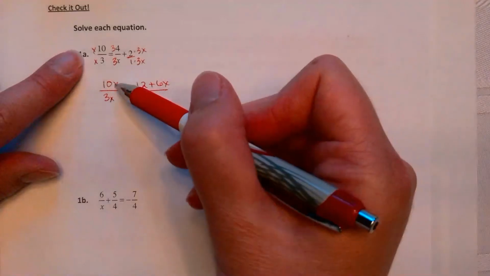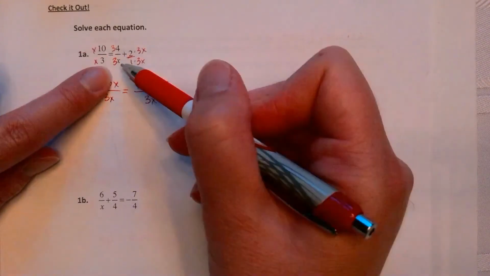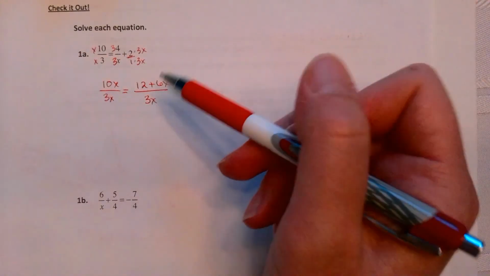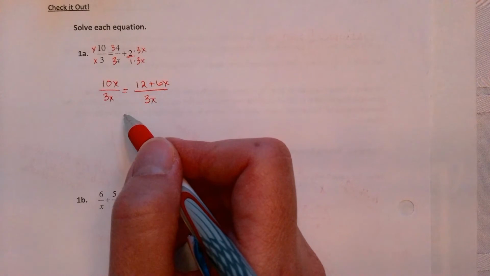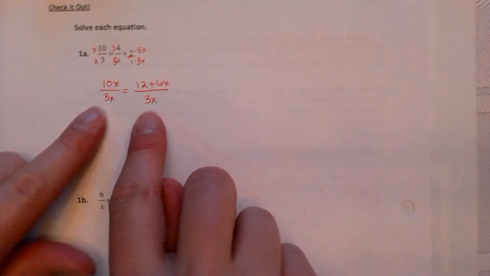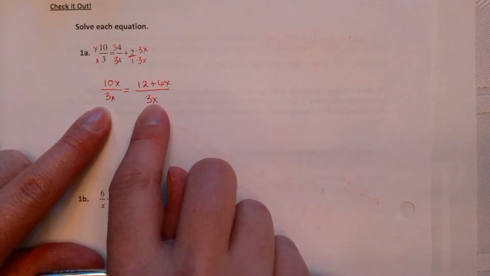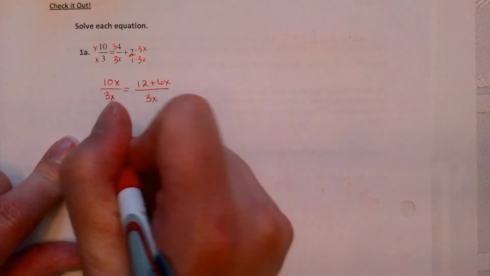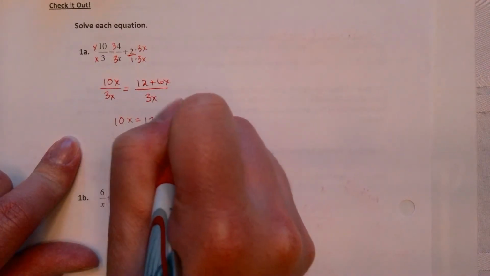So here I go, 10x over 3x. I've got the 12 plus 6x, and my common denominator is 3x. If I wanted to, I could cross multiply, but that ends up making a mess. I don't want extra x squareds. So what I'm going to do is look at this. I have the same denominator. That means if my denominators are equal, then my numerators are equal. So I can simply write that 10x equals 12 plus 6x.